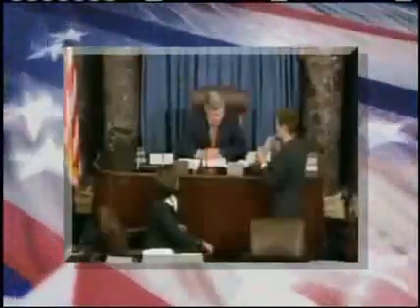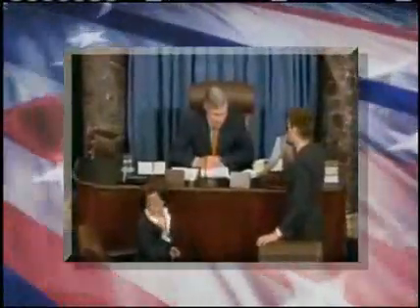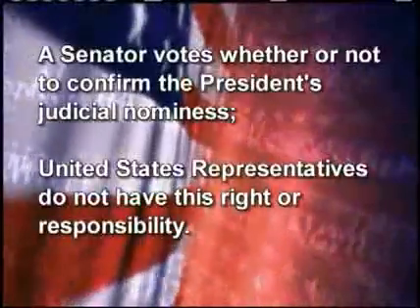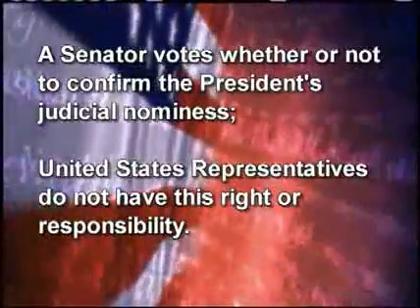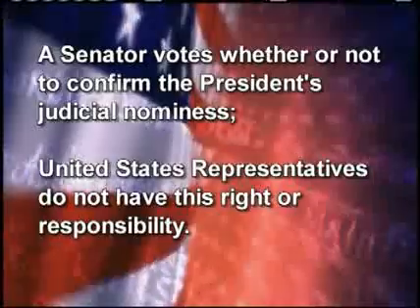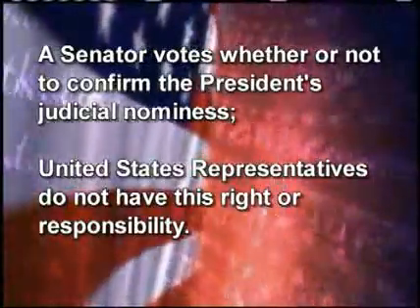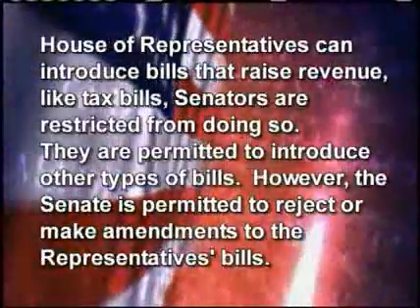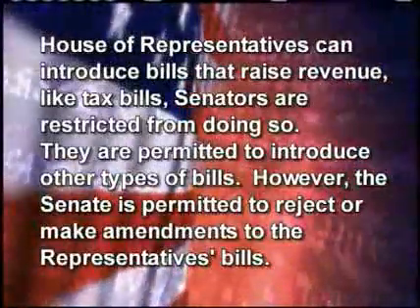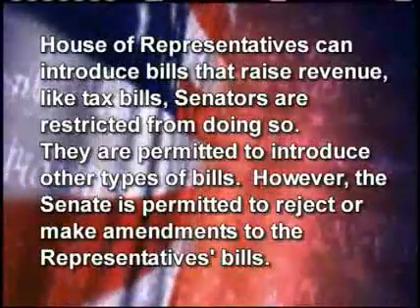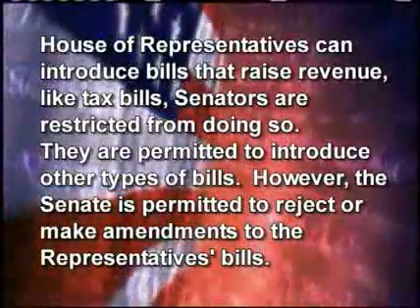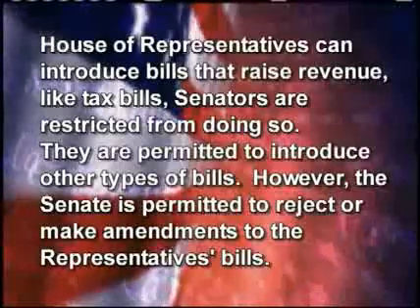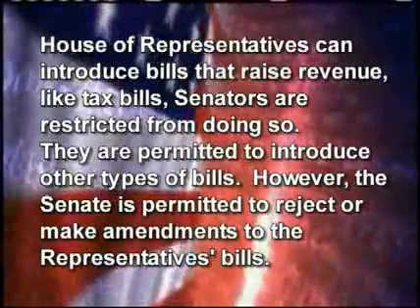If truth be told, what are the major differences between a representative and a senator other than technical requirements? A senator votes whether or not to confirm the president's judicial nominees. United States representatives do not have this right or responsibility. House of Representatives can introduce bills that raise revenue, like tax bills. Senators are restricted from doing so. They are permitted to introduce other types of bills. However, the Senate is permitted to reject or make amendments to the representatives' bills.